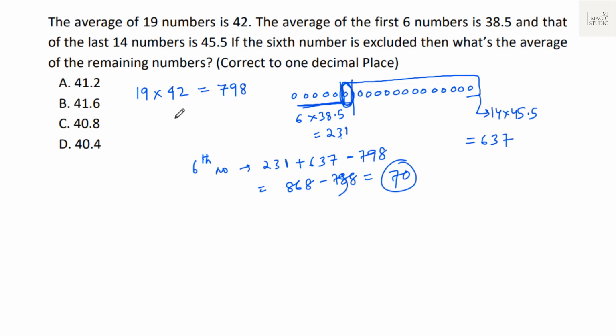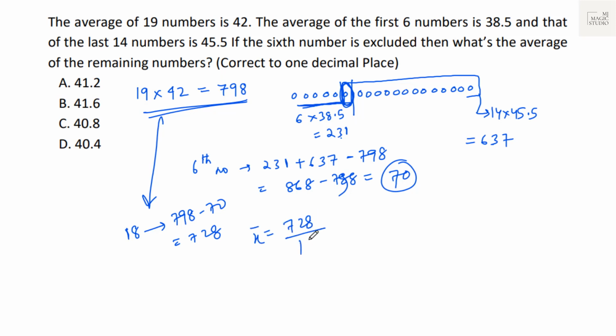Now let's see what they are asking. If the sixth number is excluded from these 19 numbers, then the total of 18 numbers would be 798 minus 70. That is 728. Then what will be the average of the remaining numbers? New average would be 728 by 18, and the calculator value you will get is 40.44. Option D is the pick.